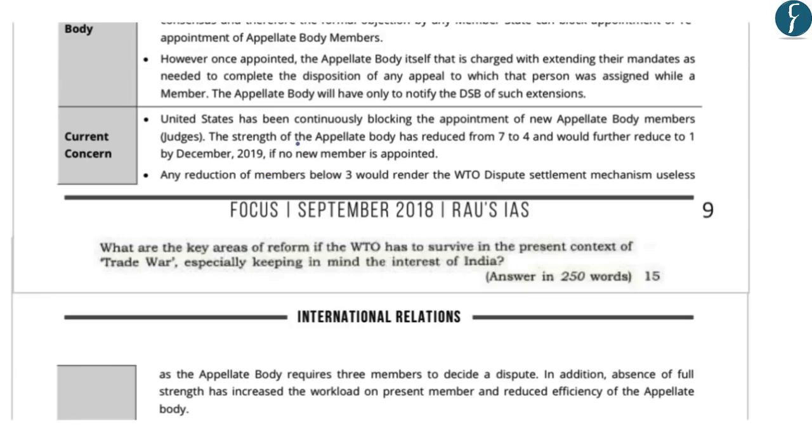Now, this consensus method for the appointment of members to the appellate body has raised concerns in the current times. The current concern is that the United States has been continuously blocking the appointment of new appellate body members. And you know that the members to the appellate body are selected by a consensus method. That is why the objection of the United States is not leading to appointment in the new appellate body. So in this context, the strength of the appellate body has reduced from 7 to 4 and it would further reduce to 1 by December 2019 if no new member is appointed.